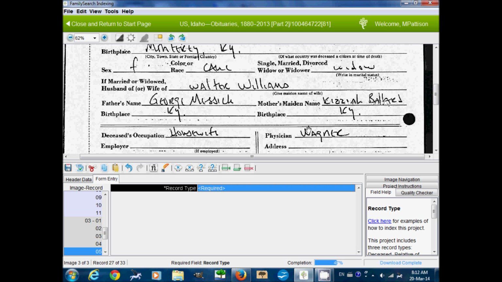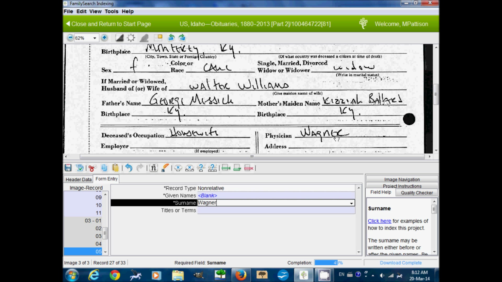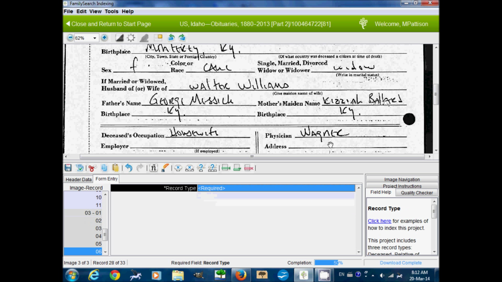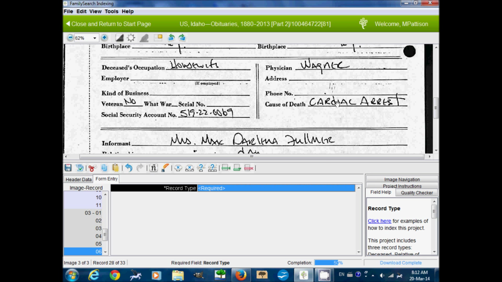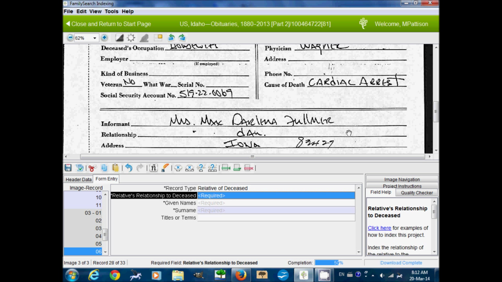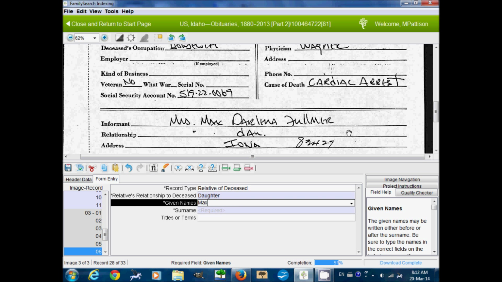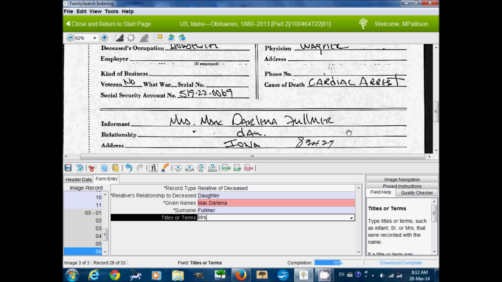Going on. Next we have here the name of a physician, Wagner. That's a non-relative. And we don't know the given names. We just know it says Wagner. Going on. Informant. It doesn't tell us. Oh, here it does. Relationship is the daughter. So, relative, daughter, Max, looks like Max Darlena Fulmer, Mrs.